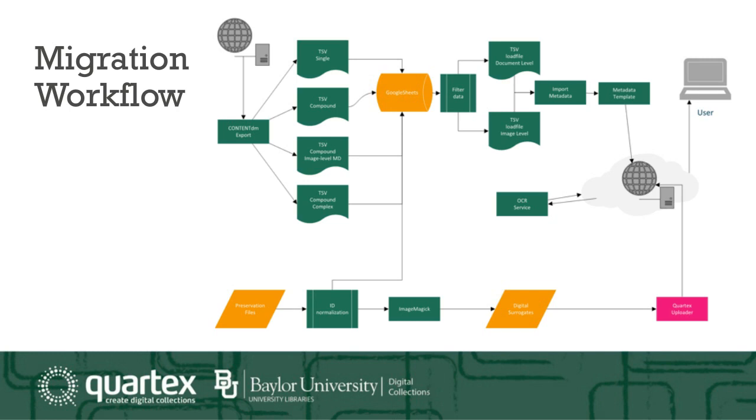So once this was complete, the metadata was complete in Google Sheets. We were able to export it into BBEdit, our text editor, and do a final quality control and a couple of command line passes on it just to verify some of the data. So we'd save it out as a tab delimited file again, and then this file was uploaded to Quartex.